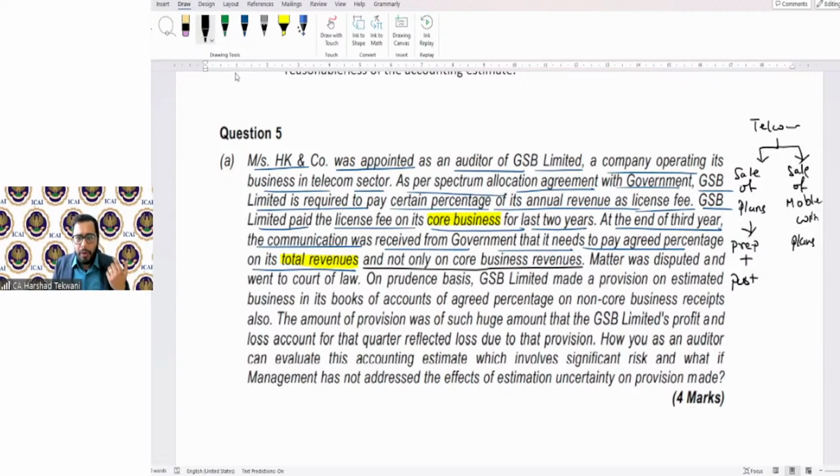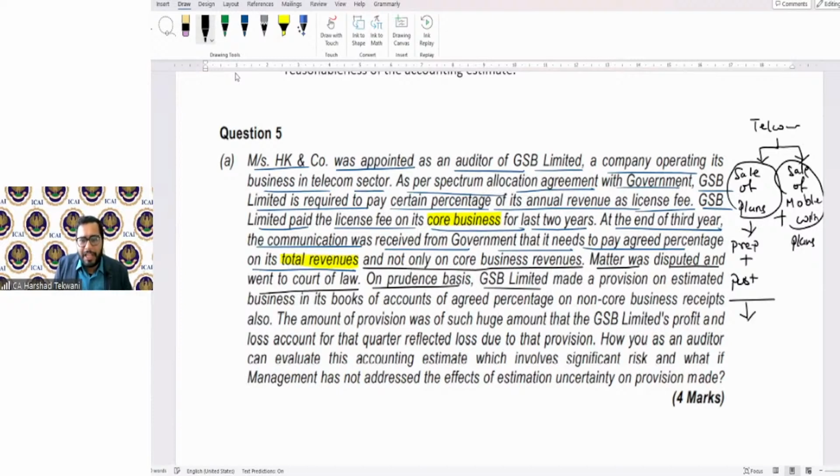Okay, now earlier the annual license fees was paid on the core business, that was sale of plan only, but not on the total revenue. That should be total of these. Then they received a notice from the government that asked them, okay, pay on the total revenue, not only on the core business. Matter was disputed and went to the court of law.